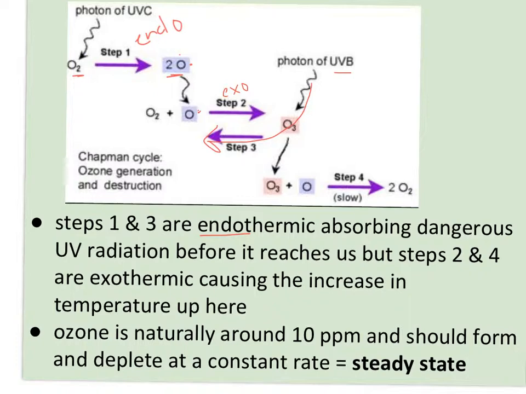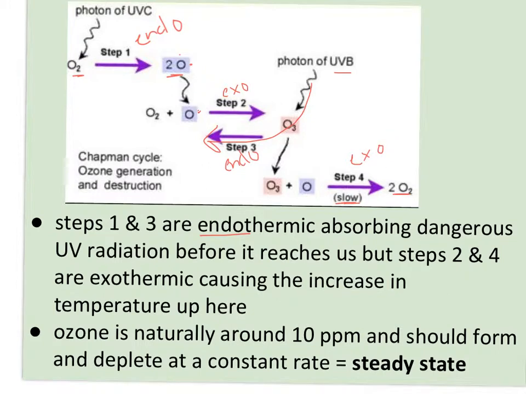Or some of the O3 doesn't absorb UVB, and it can go on to form new oxygen molecules in step 4. Now, this is a much slower process. These first 3 are the ones that happen far more frequently, with step 3 also being an endothermic step, and then step 4 is also an exothermic step.